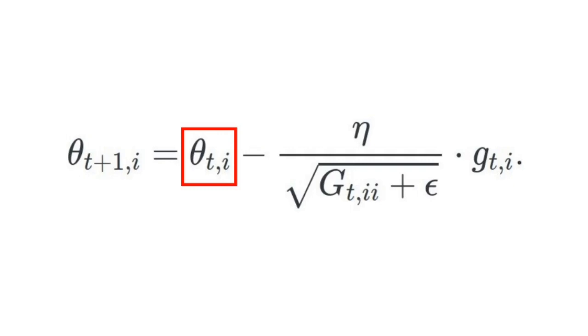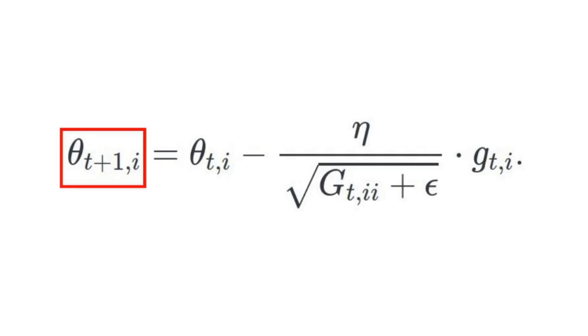So first off, we have theta at time t at i. This is the current parameter value at i at the current time. Theta t plus 1 at i is the updated parameter after one time step. And over here is our learning rate, which is usually set to 0.01, so there is no real tweaking of the hyperparameter needed. Epsilon over here is only there to avoid a division by 0, and usually it's like 1e minus 8.